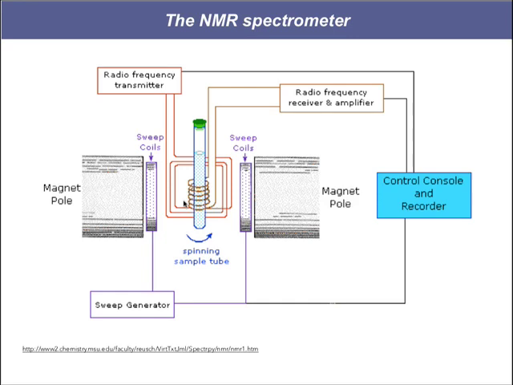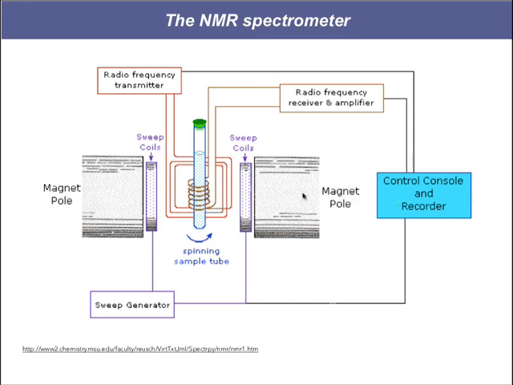So what happens is that we can put our sample in between the 2 magnets. That will generate the external magnetic field. We can spin our sample and apply the radio frequency to it. That applies our pulse, and then we can detect the frequencies that are absorbed and re-emitted, and that gets detected by a detector and gets recorded by a computer.